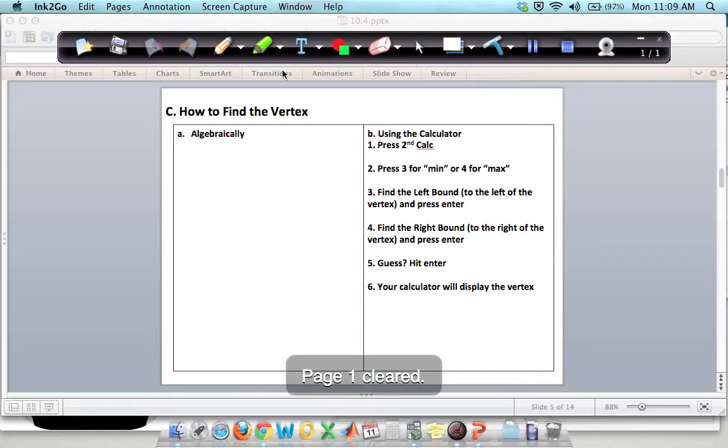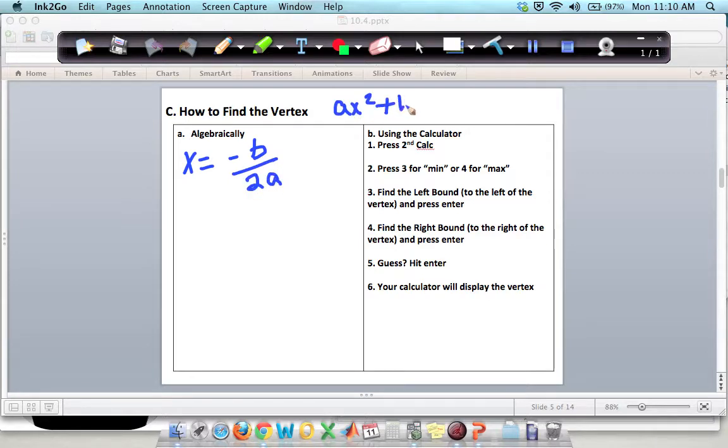So how do you find the vertex? I'm going to show you two different ways to find the vertex. One is algebraically, and then I'll show you on your calculator. So algebraically, to find the x value of your vertex, you use the formula -b over 2a. Remember, it's ax squared plus bx plus c equals 0, as long as it's set equal to 0. A is the number in front of x squared, b is the number in front of x. So you just plug in -b over 2a. And that vertex is a point. So your x value is -b over 2a, and the y value is whatever you get when you plug this x value into your equation.